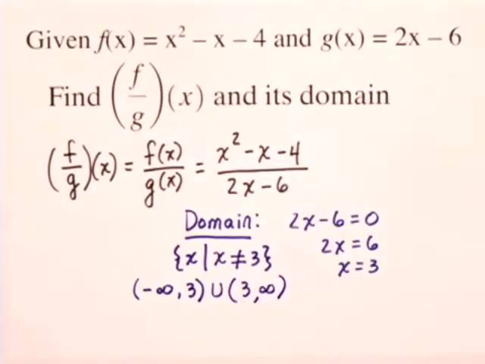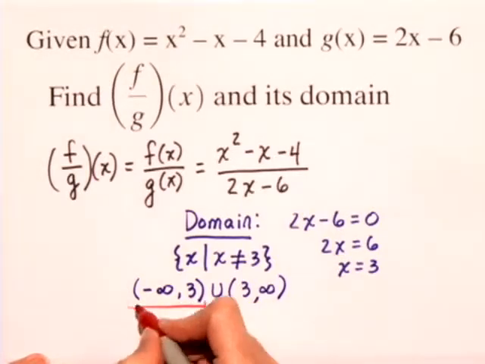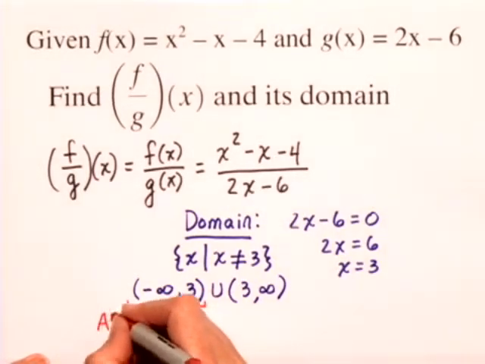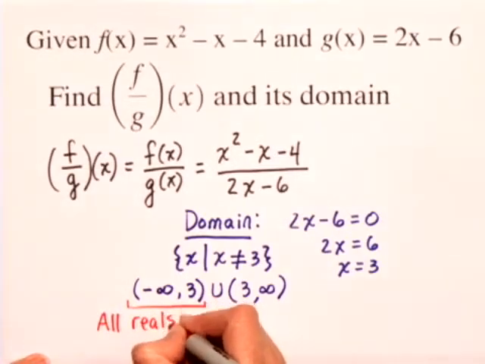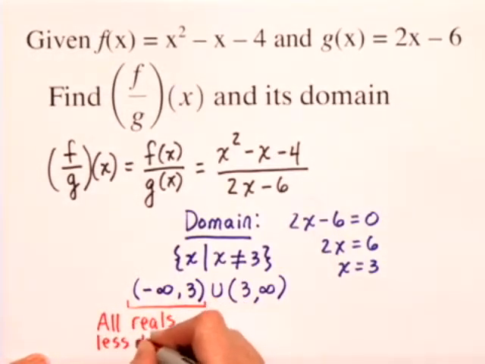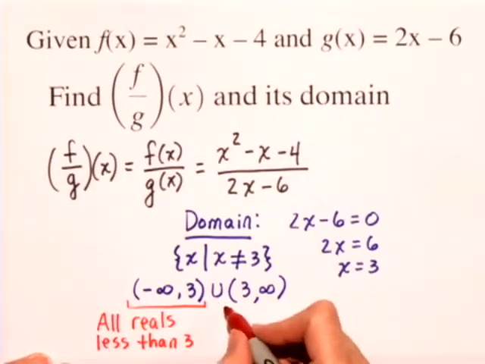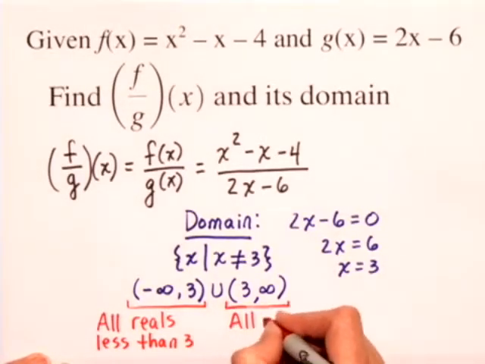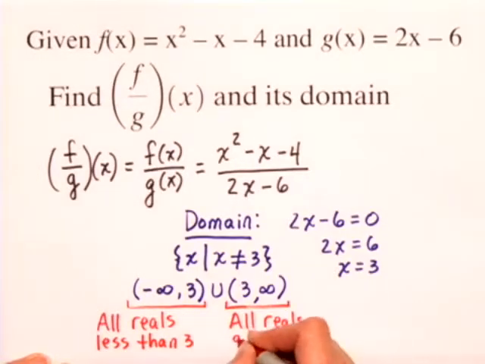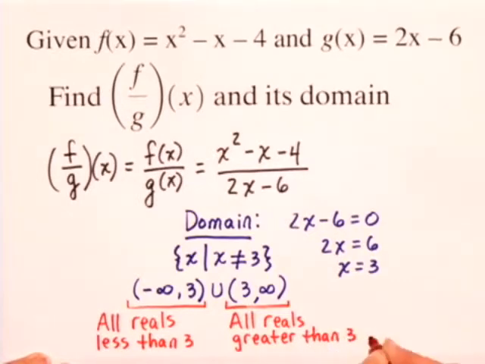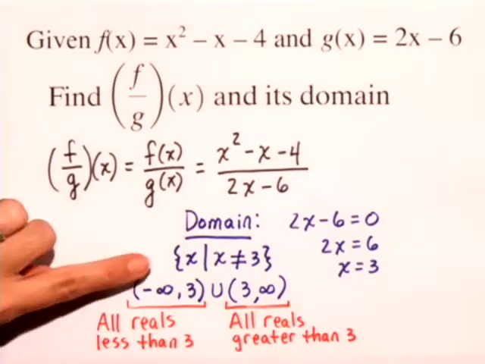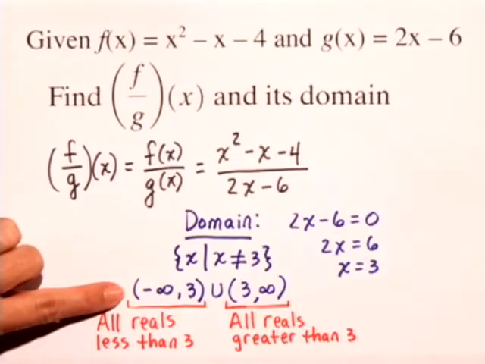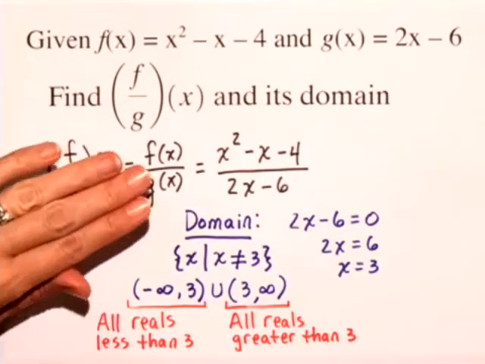And what this means, negative infinity to 3 really means all real numbers or all reals that are less than 3, but it does not include 3. Union, the 3 to positive infinity, really means all real numbers or all reals greater than 3. So either way, if we write it in set notation or in interval notation, either way expresses the domain of our rational function.